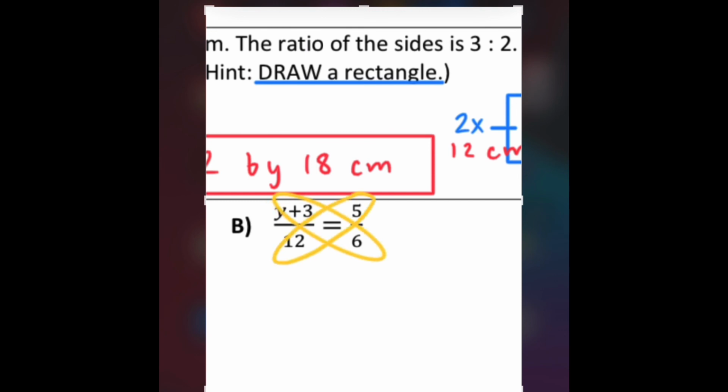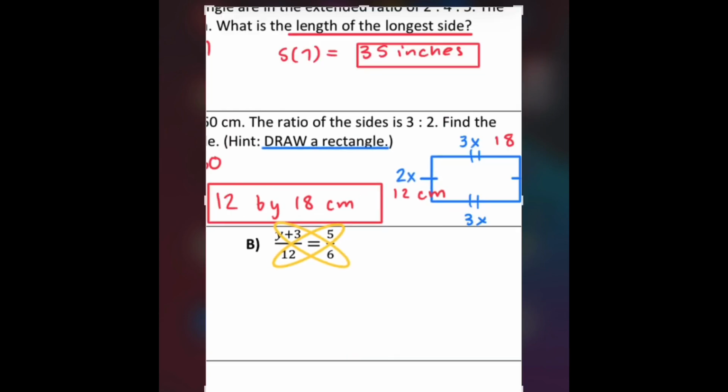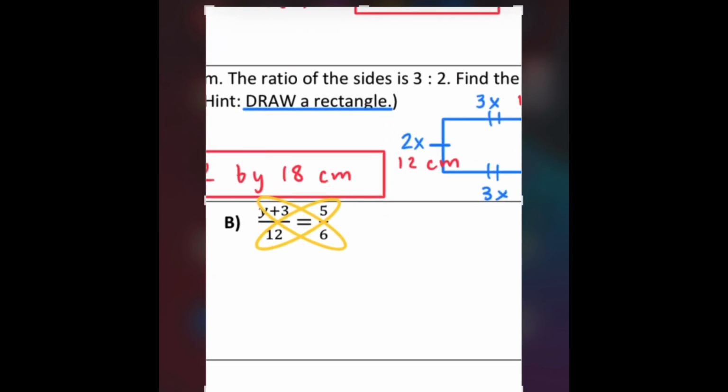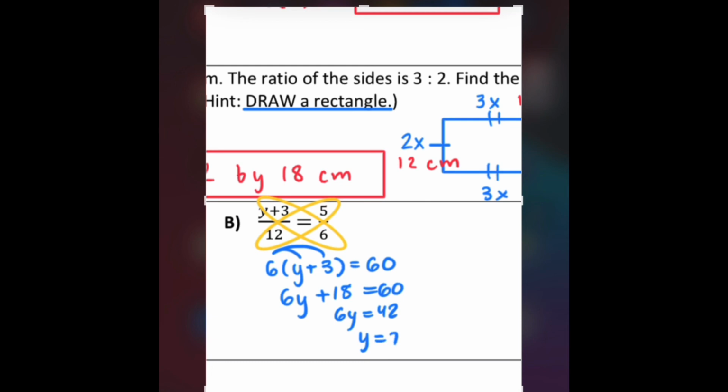So the same procedure goes on for B. We're going to cross multiply. Now here you have to be a little bit careful because in this question we have an expression that is a binomial, so we're going to have to use the distributive property. That's going to give me 6y plus 18 is equal to 60. I subtract 18 on both sides, I get 6y is equal to 42, and I get y equals 7.